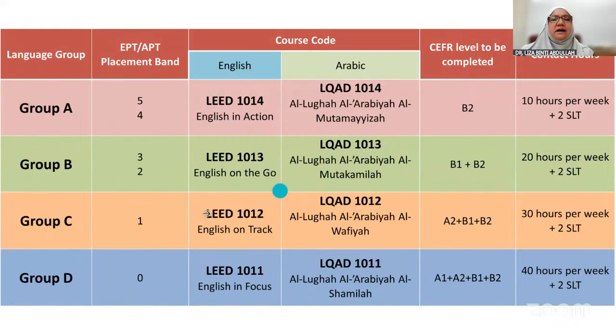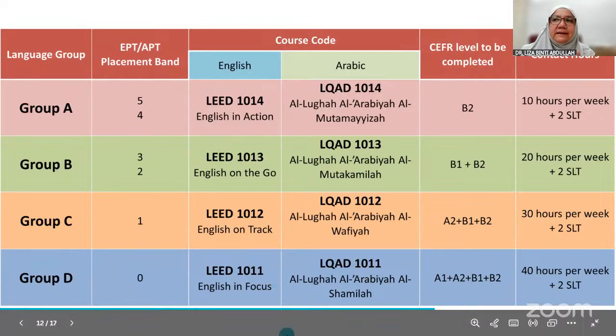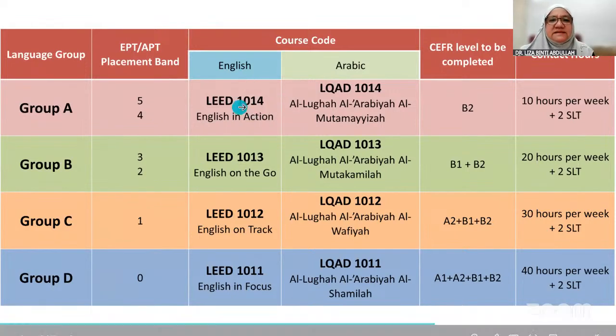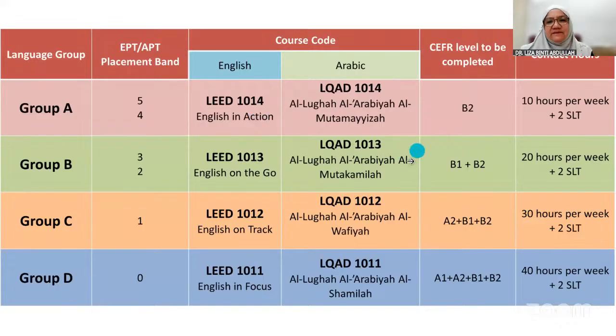And group C: if you are in LEED 1012 or LQAD 1012, it means you obtained band 1 for EPT and APT. And for those who are in LEED or LQAD 1011, it means you got band 0 for your EPT and APT. So these are the results of your EPT and APT. Hence, you are placed in any of these levels.